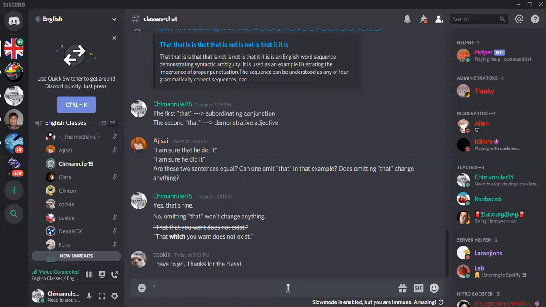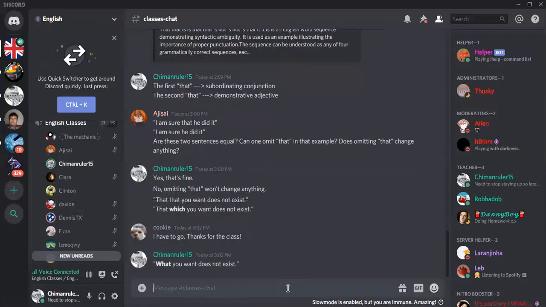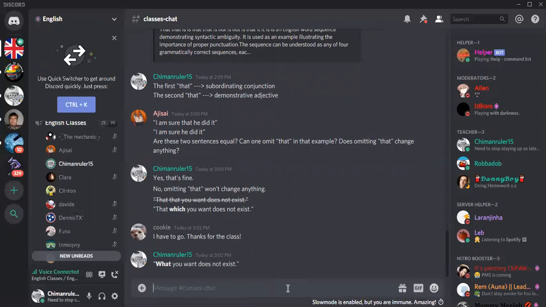And regarding that second sentence, you could also replace the two words "that which" with "what." And then you'll see why it's different from the other example that someone brought up earlier. So instead of "that which you want does not exist," you could say "what you want does not exist." And now you can see why it's fine to use two "that"s together in the other example, but not in this example, because "that which" is basically just "what."